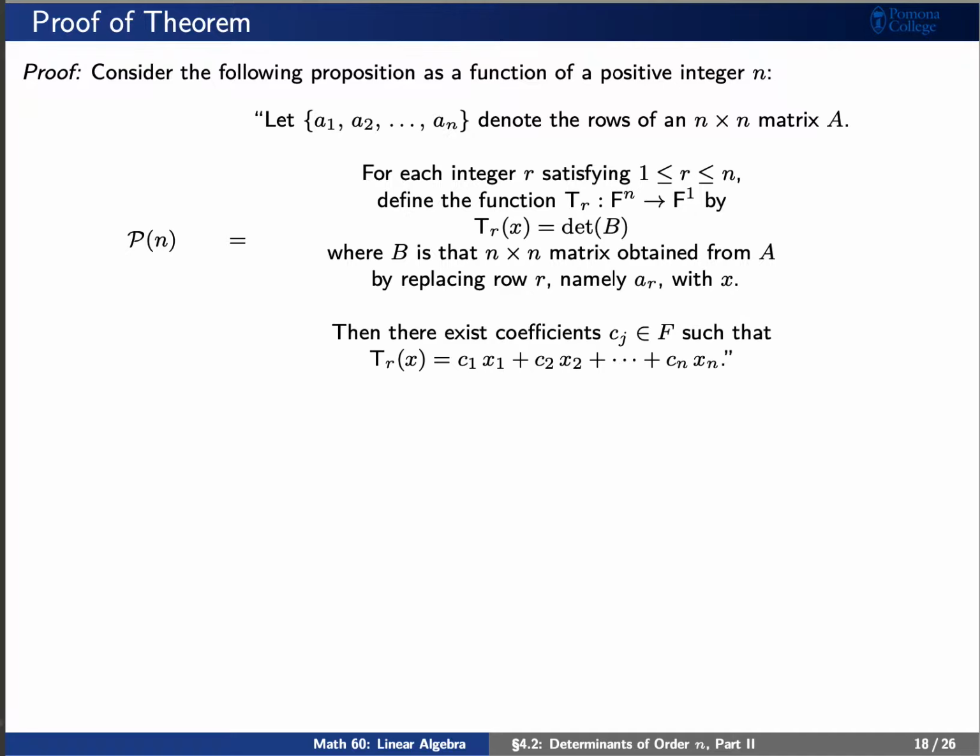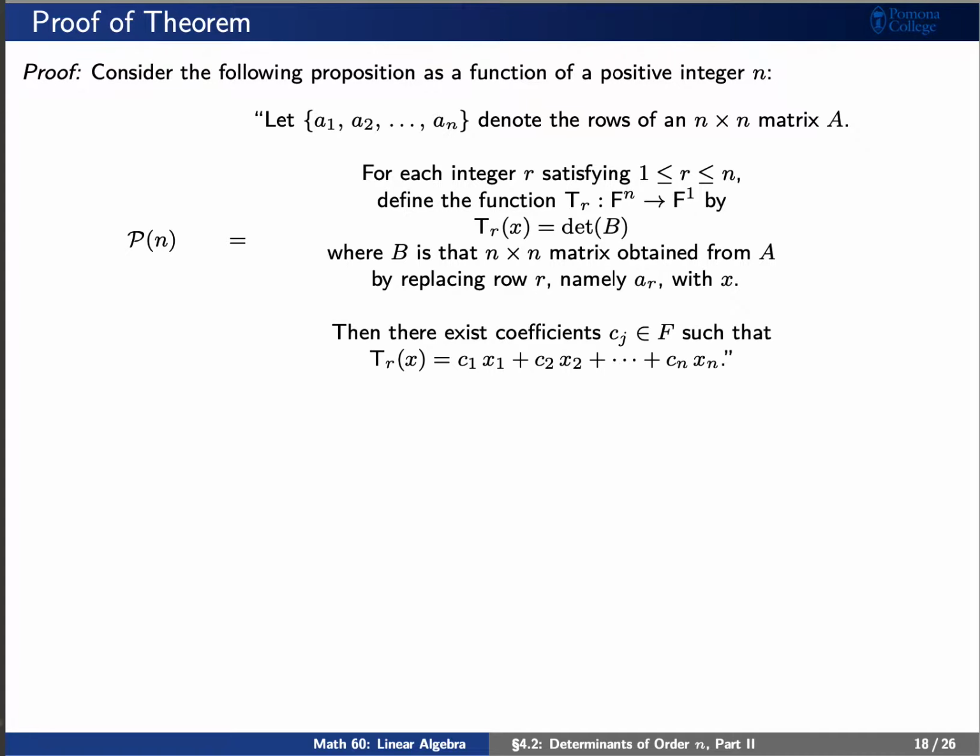For each integer r between 1 and n, we'll define the function T sub r as the determinant of capital B, where B is that matrix obtained from A by replacing row r with the variable x. Remember that x is a vector. The claim is there exist coefficients C1, C2 through C sub n such that T sub r of x can be written in the form that you see here.